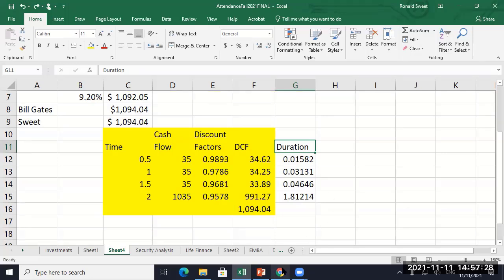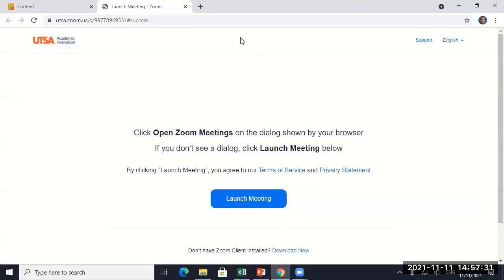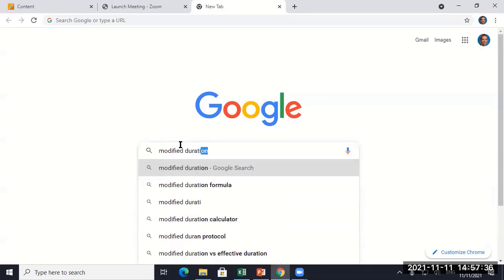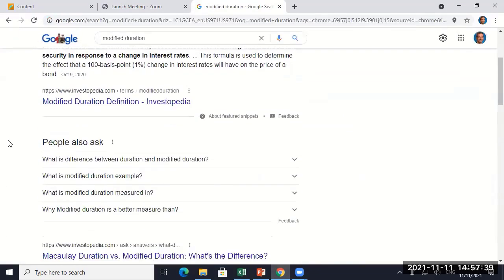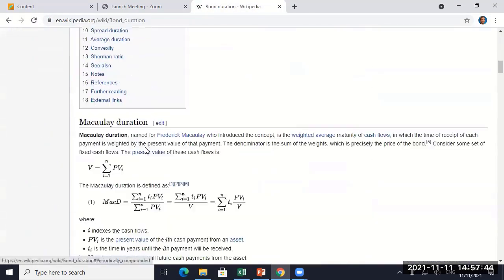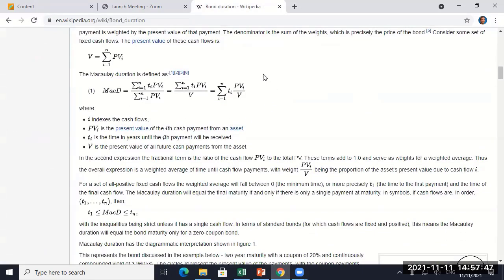Let's look at the formula and see if you recognize it now that you've done that. I like Wikipedia. Where is Wikipedia? There it is, on duration. So you should now recognize this formula. What is this formula telling you? The present value of the cash flows going from one to n, what is that? That's the 1094, right? The price we got. Why is it a sum key? Because you're going to take, what's the only adjustment?